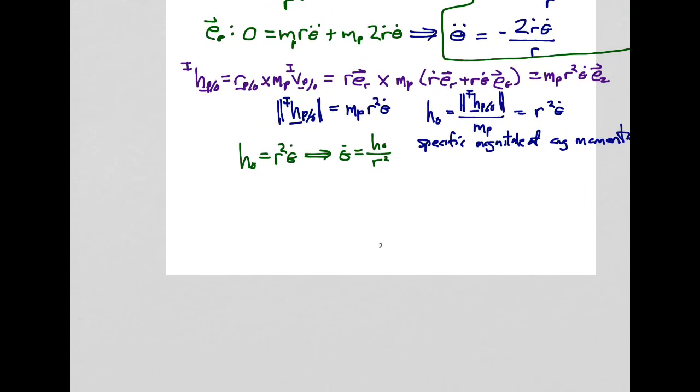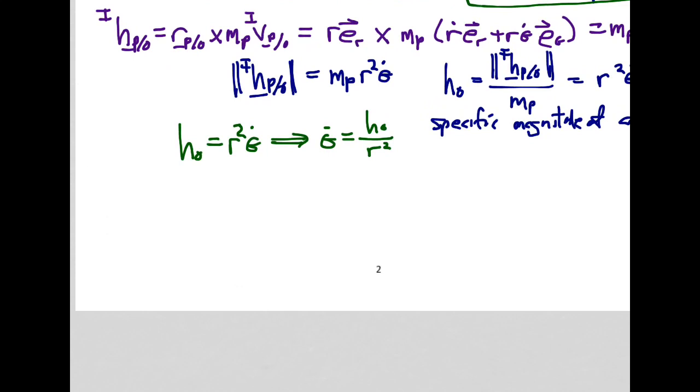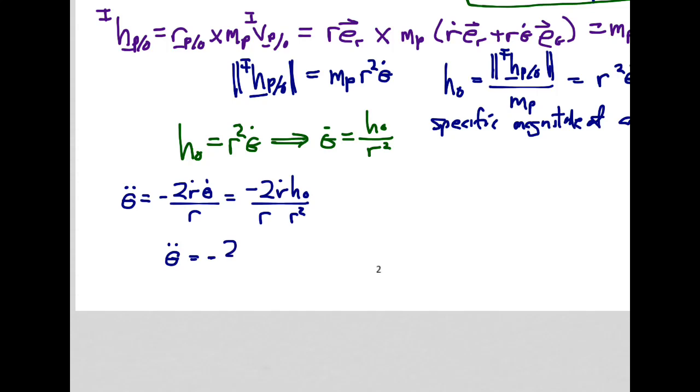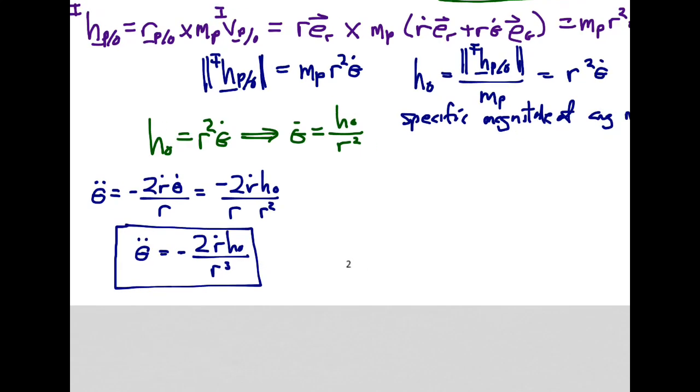So for the first equation of motion, which is theta double dot, is equal to negative 2 r dot theta dot divided by r. We plug this in, so we get negative 2 r dot h naught divided by r squared. And so theta double dot is equal to negative 2 r dot h naught divided by r cubed. There's our first equation of motion.